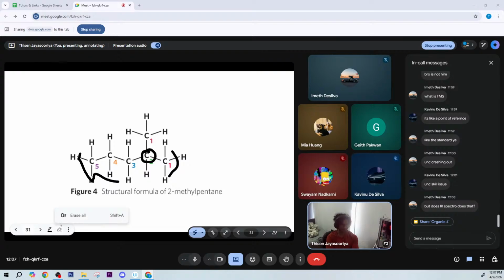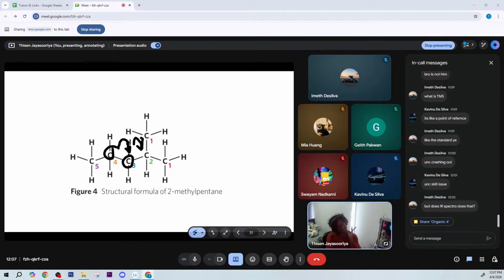Same with this one. You might say that 3 and 4 are the exact same, but 3 is bonded to a carbon, which is bonded to 2 hydrogens, which is bonded to 3, each of these are bonded to 3 hydrogens, and then a hydrogen. Whereas this one is bonded to this hydrogen, which is in turn bonded to it. So for it to be an equivalent environment, it needs to be the exact same.